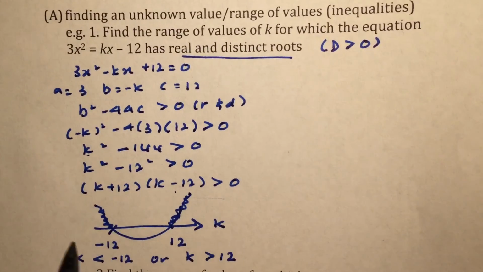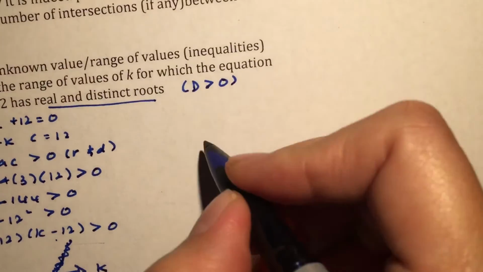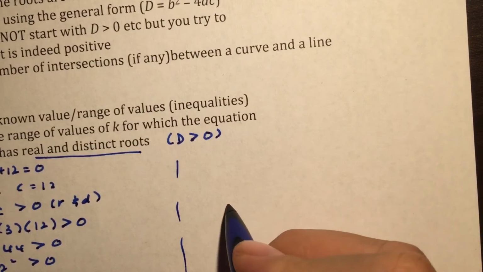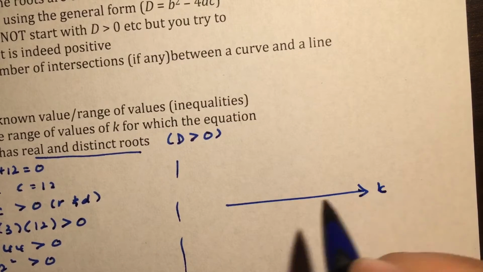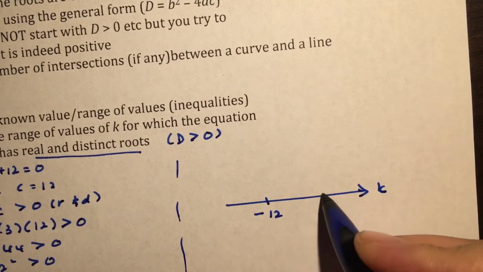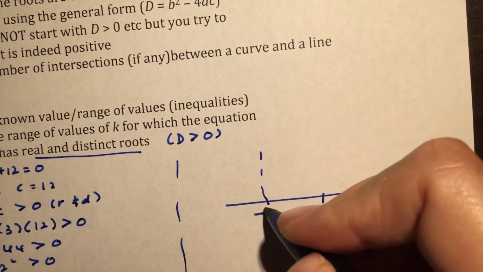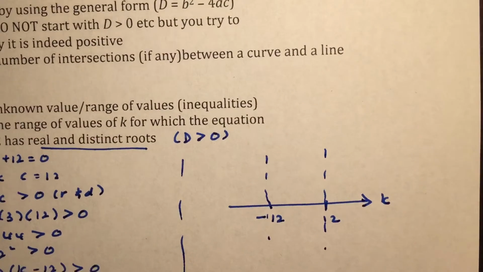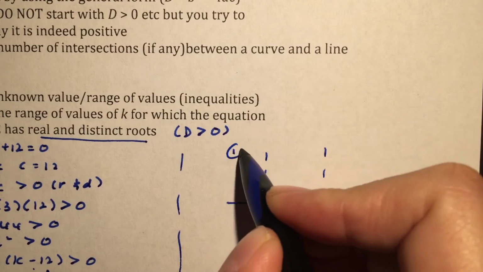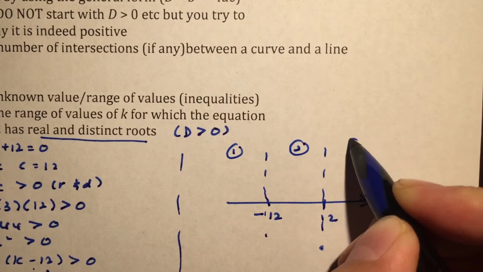Now some of you may not be very comfortable with this method, so I have another method for you. We could also go by k here, so I can have negative 12 and 12, and I will know that I will break this down into 3 possible sections. Alright, section 1, section 2, and section 3.